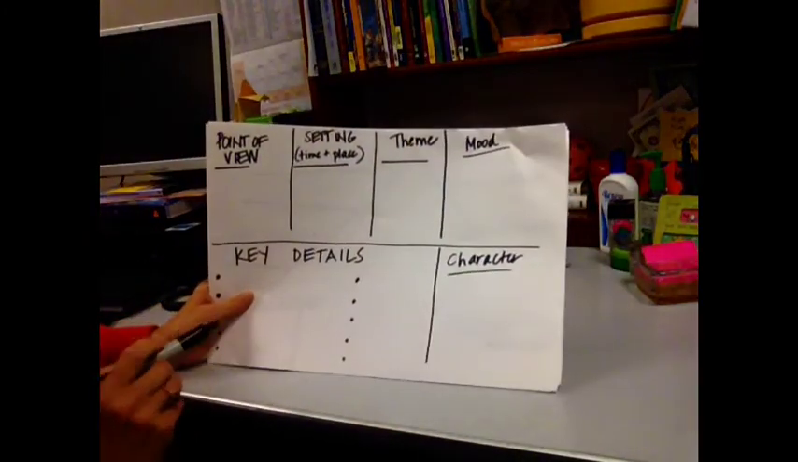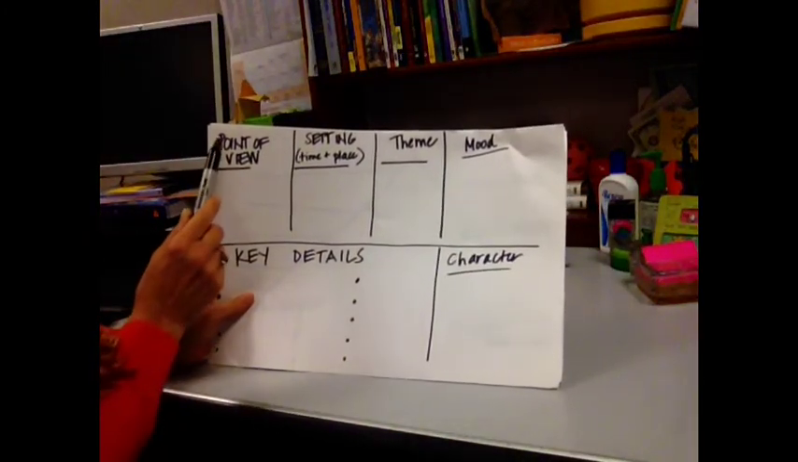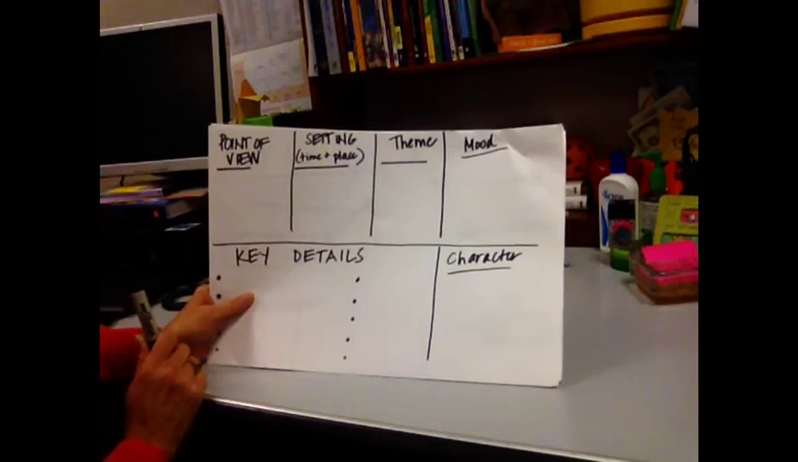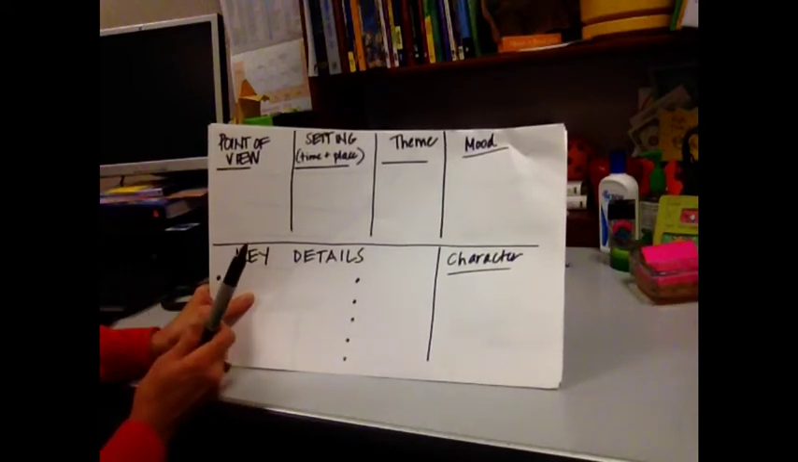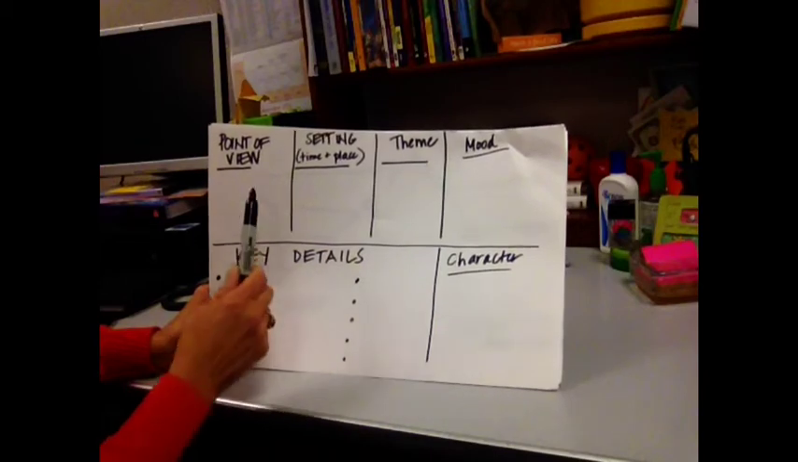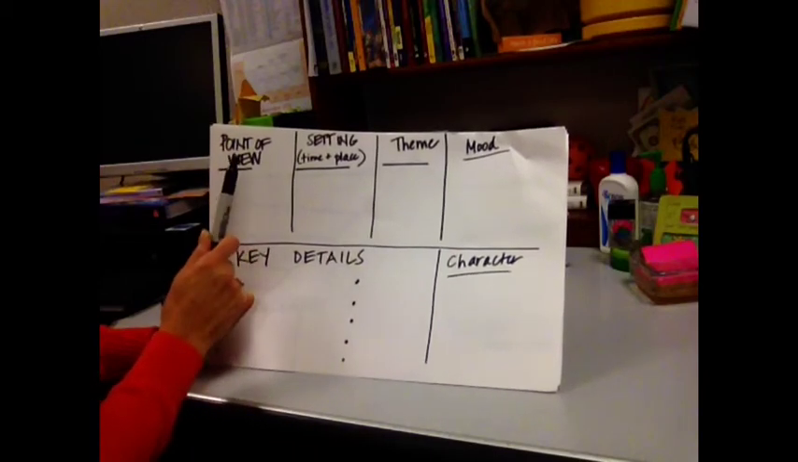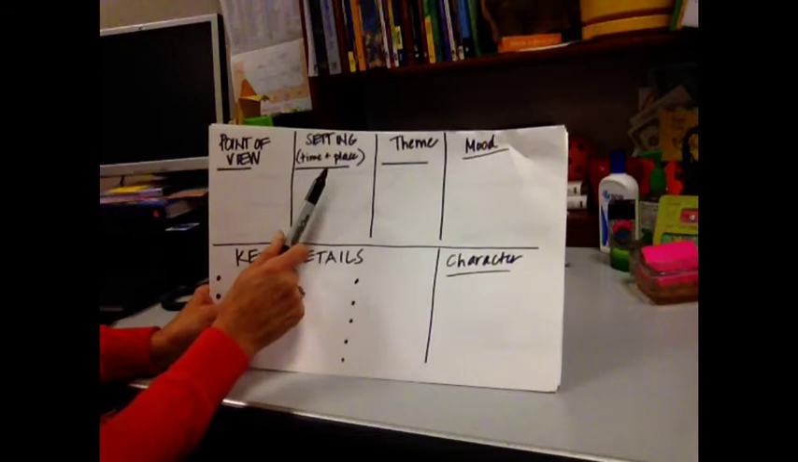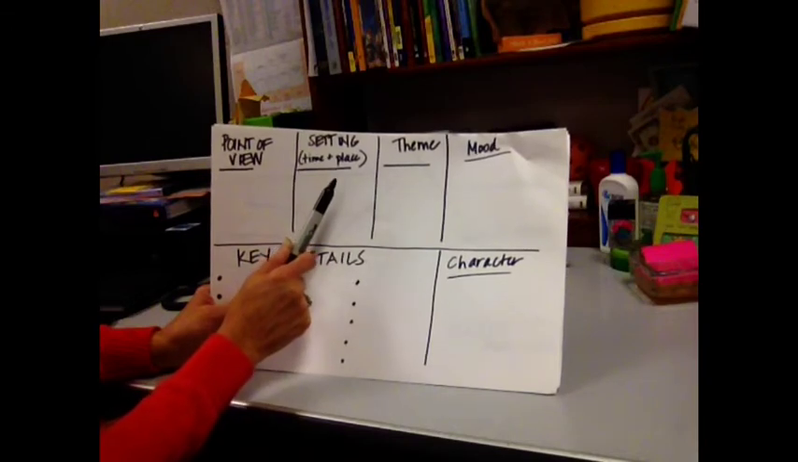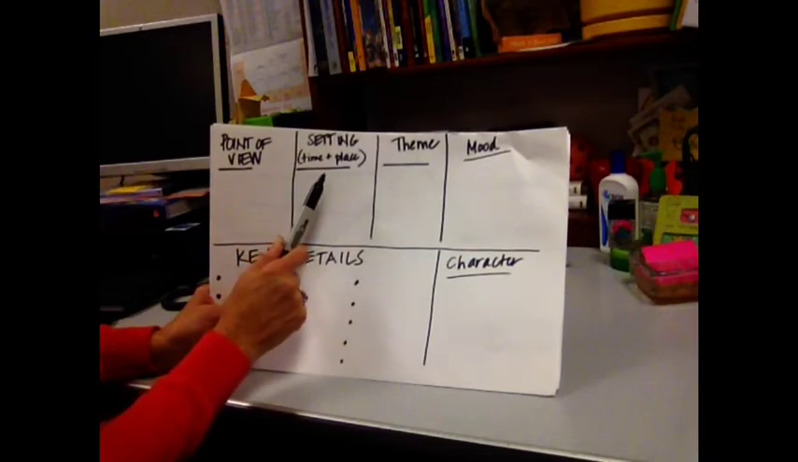On the back side of your plot mountain, you're going to say point of view. Whose point of view? Who's telling the story? Is it in the first person using the word I, or is it in the third person using he or she? Is there a narrator? Whose point of view is it? That's important. What's the setting? That's the time and place that your novel takes place, primarily. Different scenes can have different settings, but this is your overall setting.